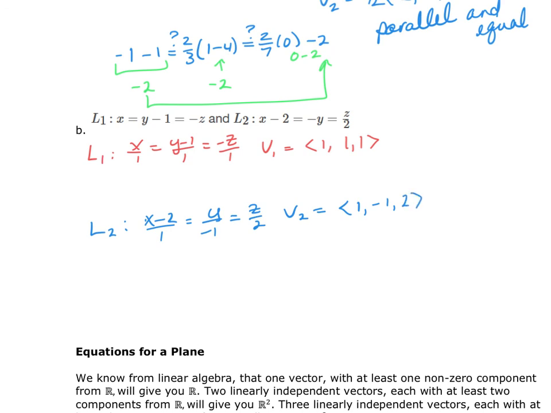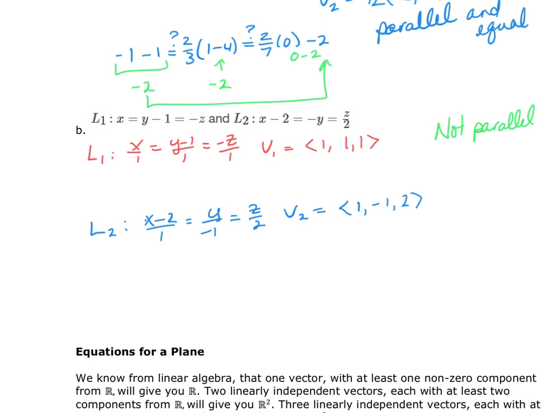Now there's no way I can make one to be the other. I'm not going to be able to do a multiplier of a scalar times v2 to get v1 and vice versa. It's just not going to happen. So we know that these are not parallel. So not parallel. Now what we have to do is see whether or not they intersect.